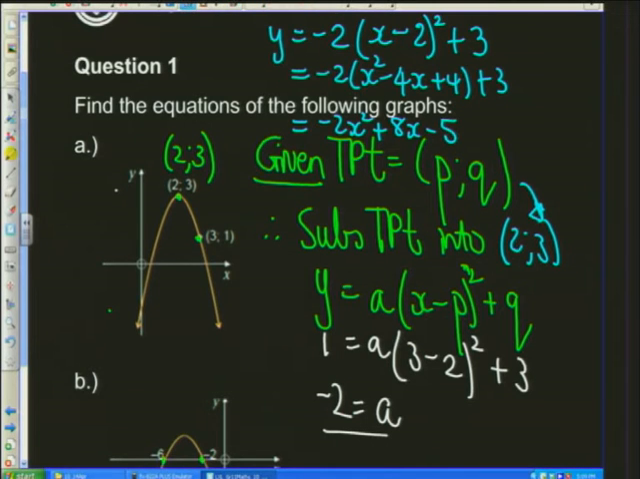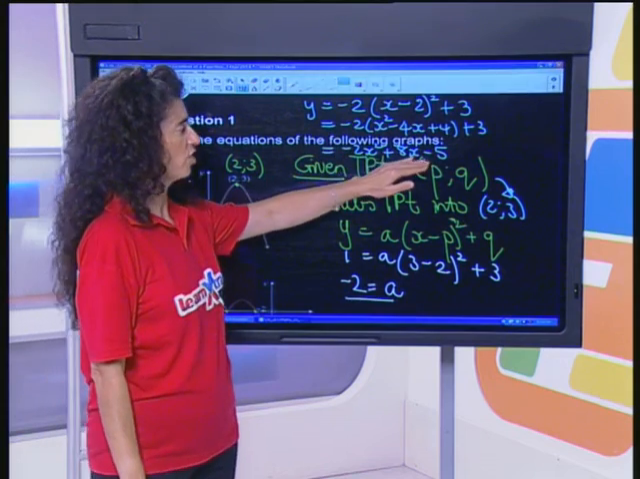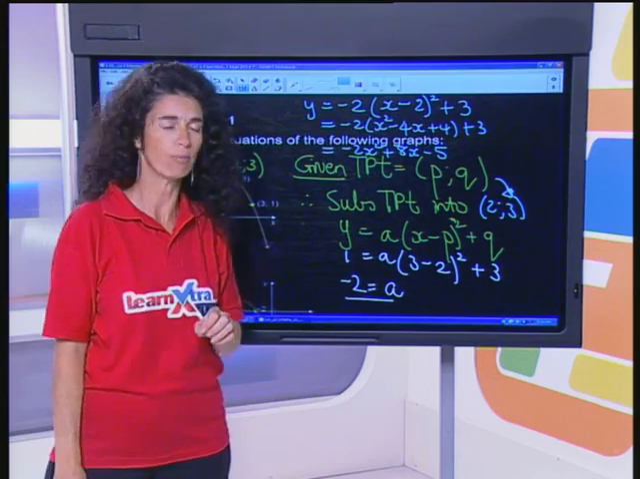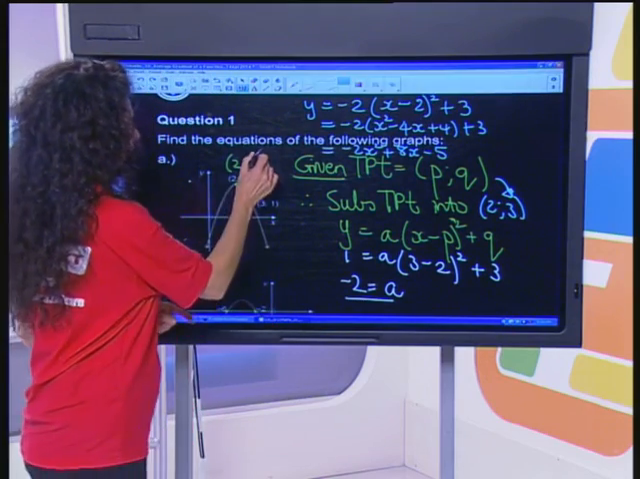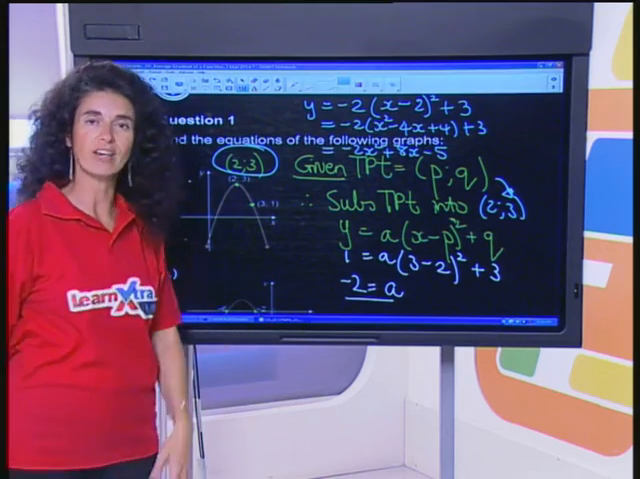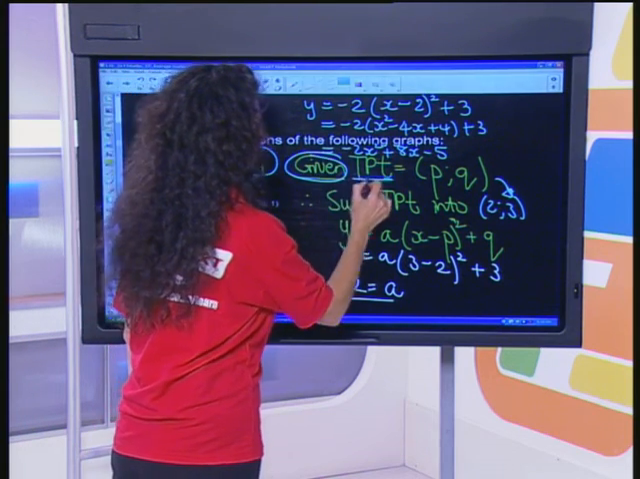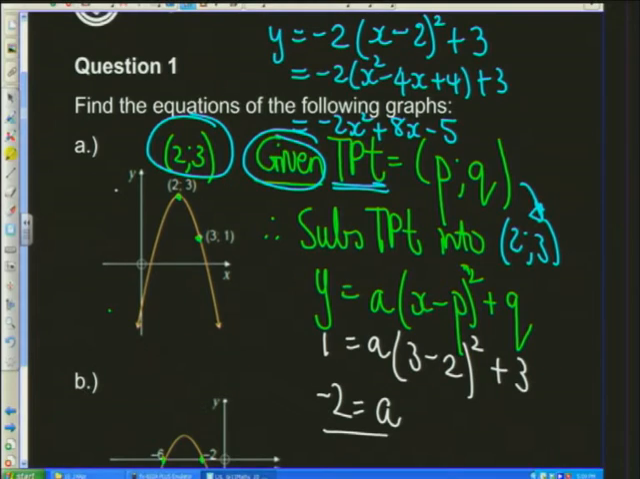Sometimes if the question starts off by saying find the equation in that form, it doesn't necessarily mean that you need to start with that form. You need to start with the form in terms of what information is actually being given. And since we've been given the turning point, we would begin with PQ, with the turning point formula.